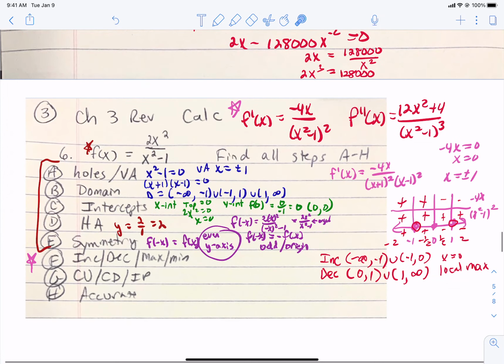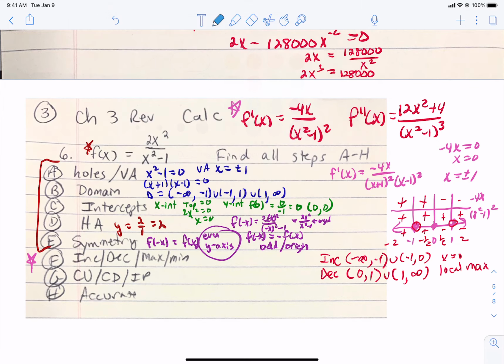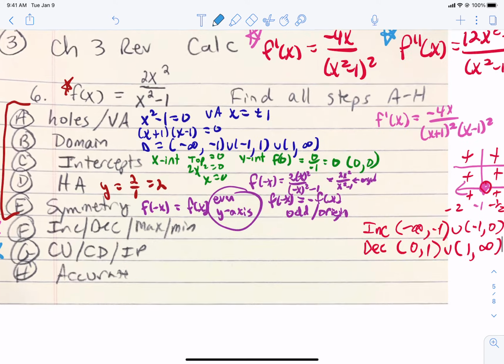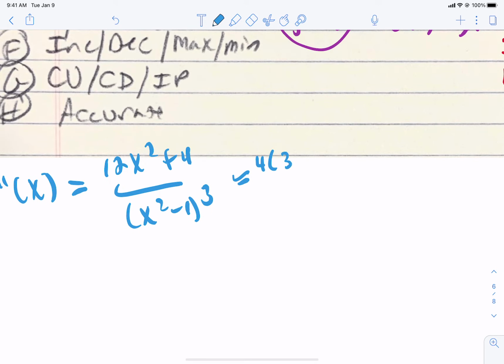So now we're done with our first derivative. Excuse me. And now let's go to our second derivative. Now our second derivative is what we used for part G, concave up, concave down, and inflection points. So now we are going to use our second derivative. So let me write this over here. You'll notice that we have that same x squared minus 1, except this time it's cubed. So if we put this in factored form, the top we could factor out a 4. The bottom we can factor to be x plus 1 cubed and x minus 1 cubed.